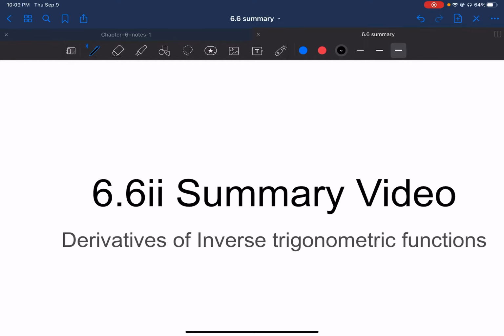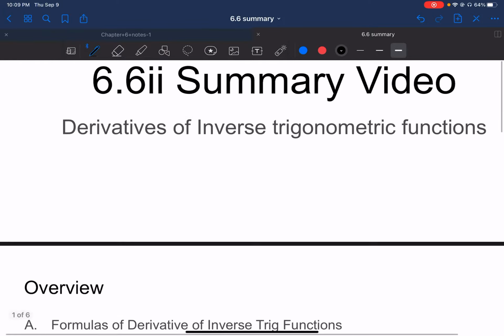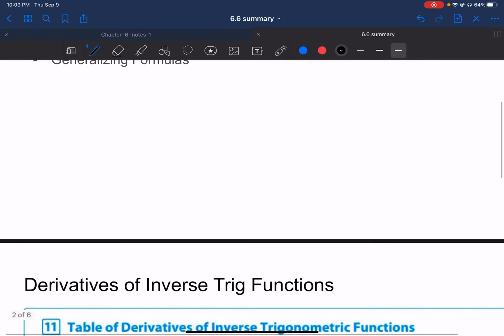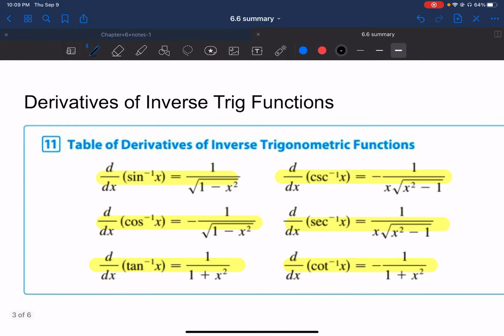Alright, hey guys, this is going to be the 6.6 summary video, and we'll be discussing the topic of derivatives of inverse trigonometric functions. Just a quick little overview. I'll be talking about the formulas for the derivatives of inverse trig functions, as well as the integration formulas, and a little bit on the generalizing formulas as well. Okay, starting off with the formulas for the derivatives.